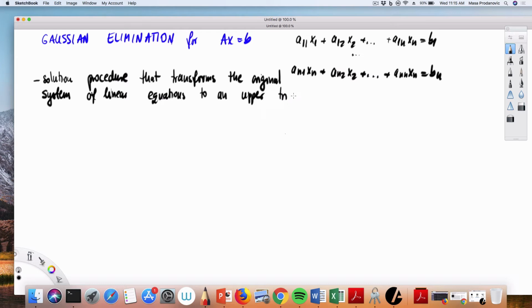Well, and again, I'm pressing, and I don't know how to spell triangular. What is that word? Upper. Transform the original system to an upper triangular system that we can solve using back substitution.